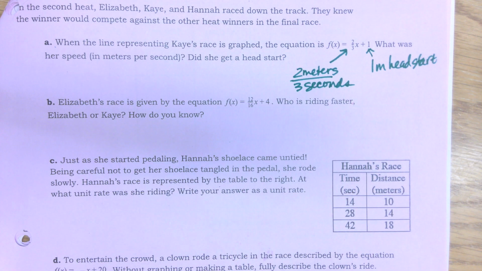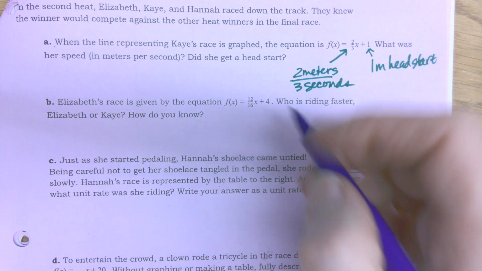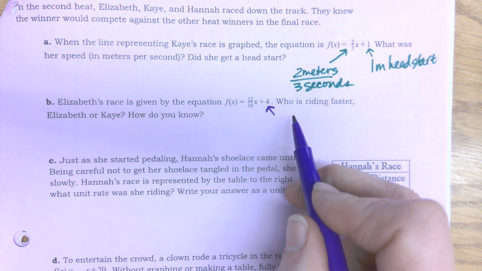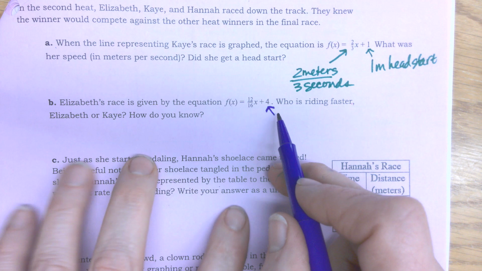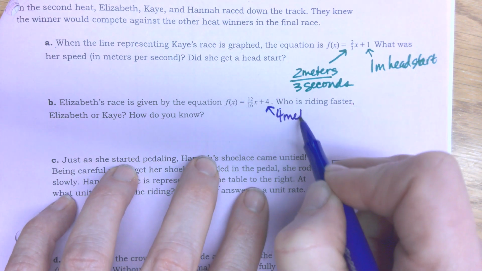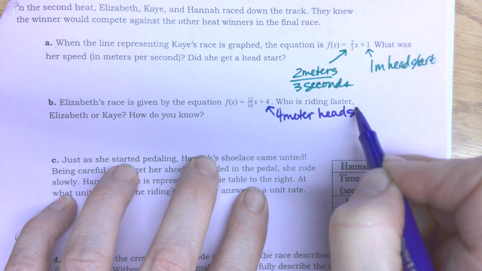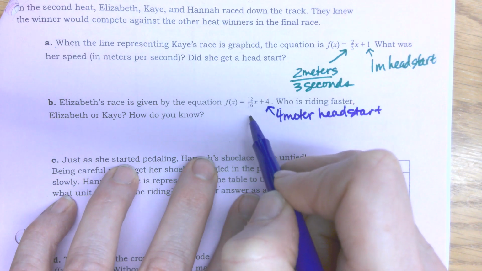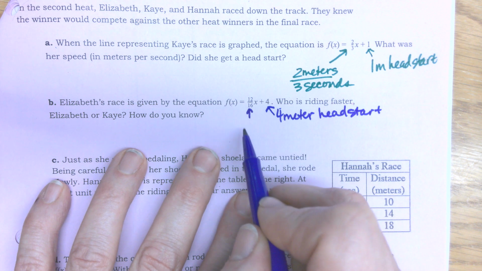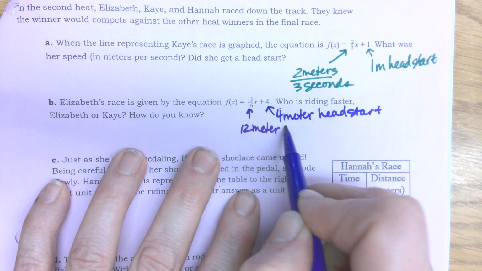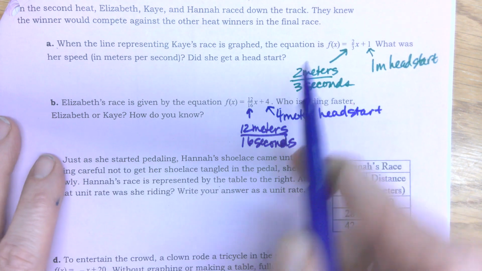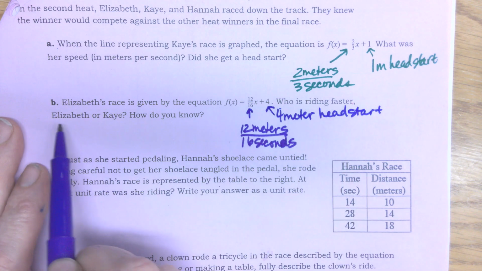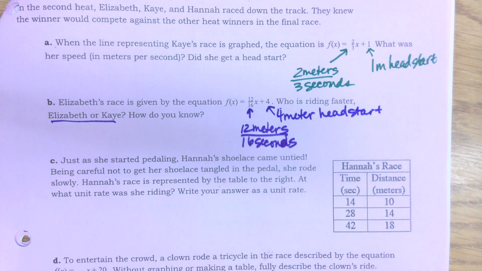So let's do the next person. Elizabeth. What does this 4 mean? This is a 4 meter head start, yep. What does this 12/16 mean? Okay, it asks me, who is riding faster, Elizabeth or Kay? How can you tell?